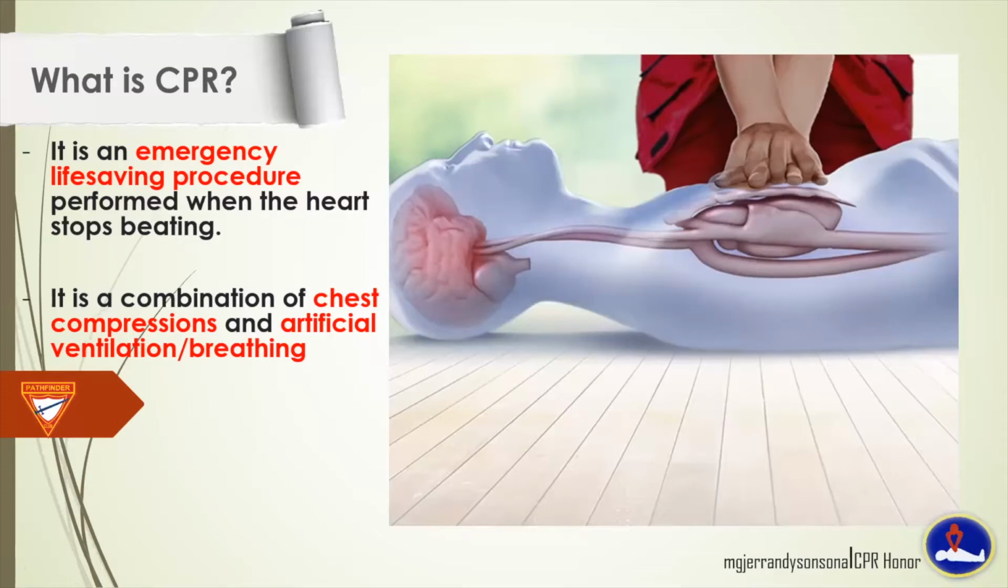Later we will find out how you will know when the heart stops beating. So CPR is a combination of chest compressions, where you compress the chest on the sternum area, combined with artificial ventilation, or artificial breathing. In your first aid training, you will learn how to do this. You will give 30 compressions and 2 breaths. That's the cycle: one cycle is 30 chest compressions and 2 artificial breaths.